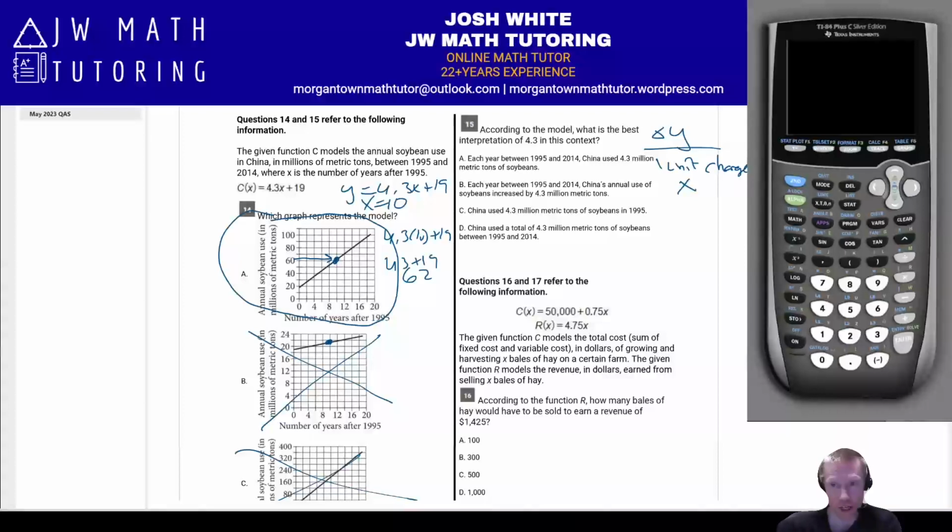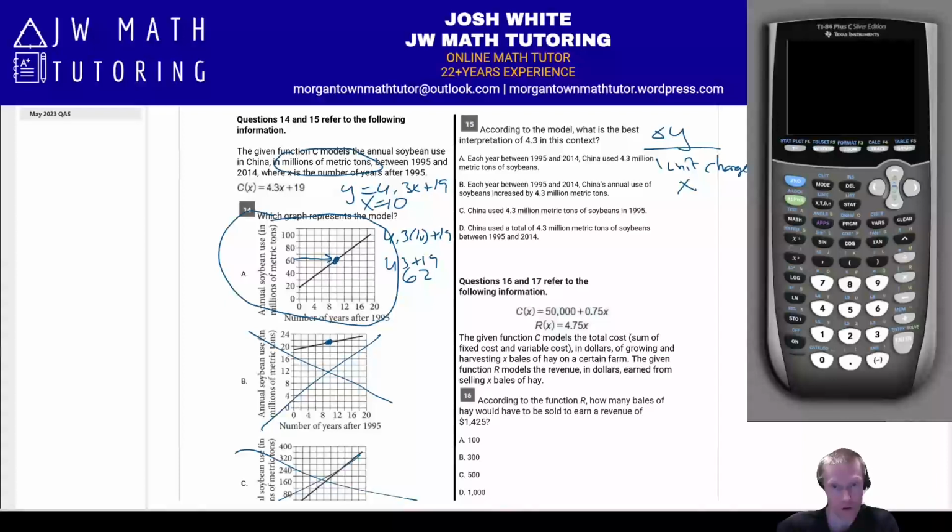So 4.3 is basically saying that there's a change or an increase, because it's positive, of 4.3, and I guess the unit would be millions of metric tons of soybeans per year, or per 1 year, between whatever the years that are given here, 95 and 2014. So when you look at the answer choices, A says each year, China used 4.3 million metric tons.